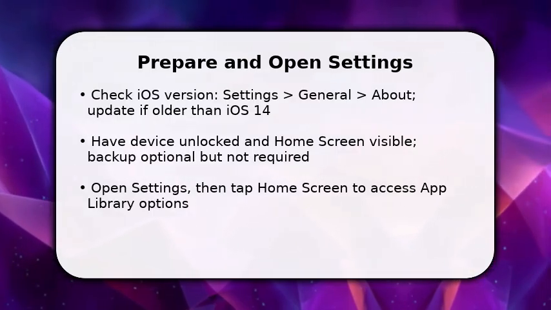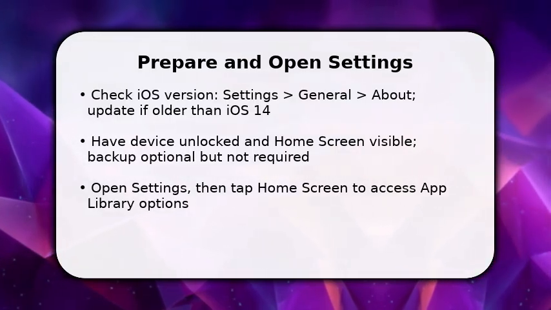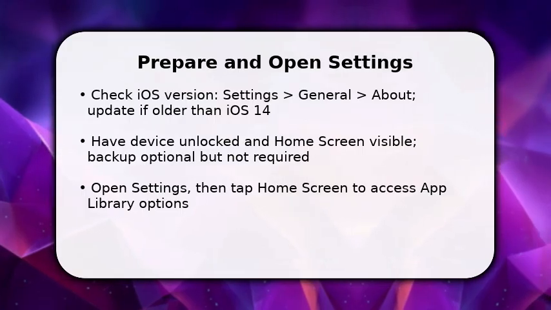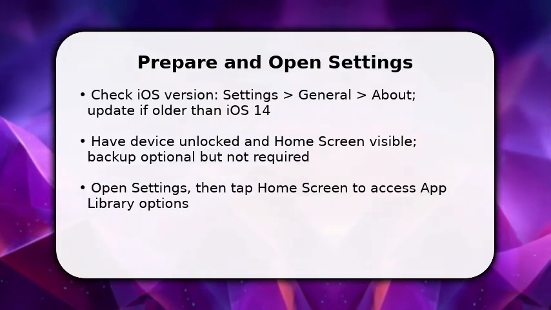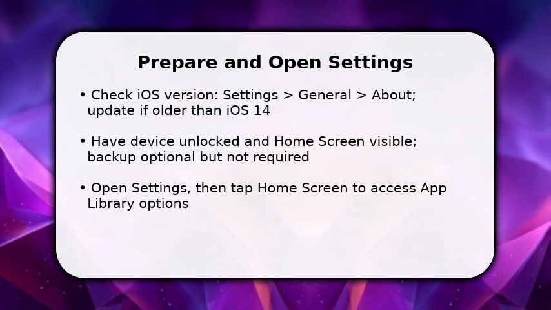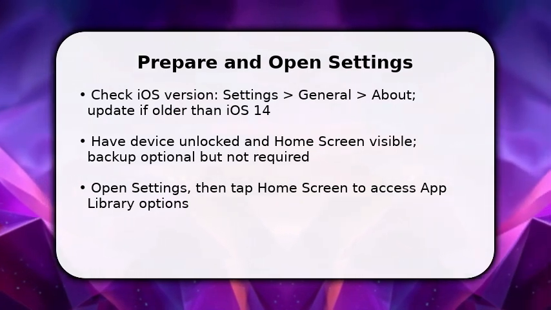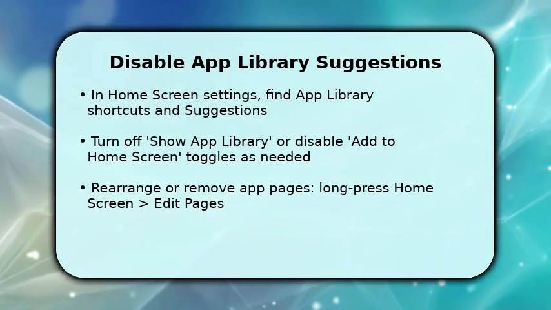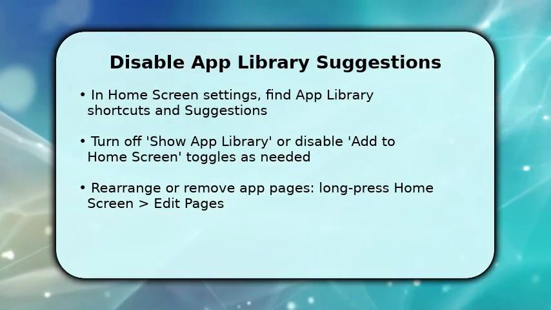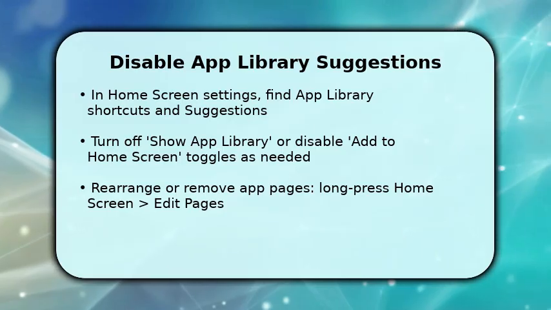This is where the app library controls live. Make sure to keep your phone charged while changing layout settings so the process isn't interrupted, and proceed to the next step immediately. You're now in the home screen settings, and here's the core action. Locate the options that control app library visibility and app adding behavior.